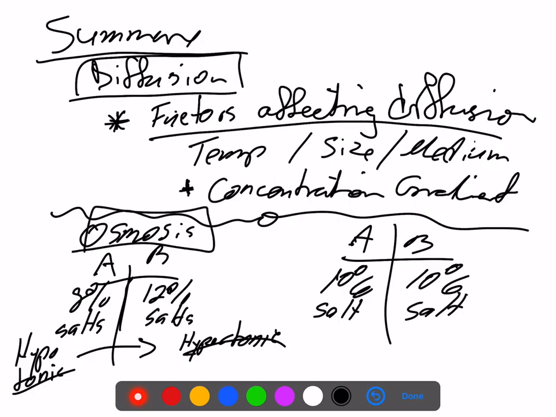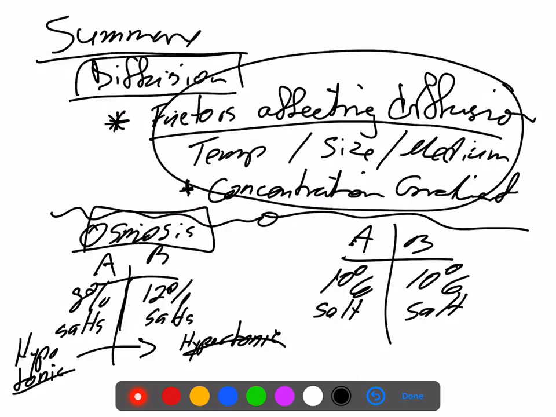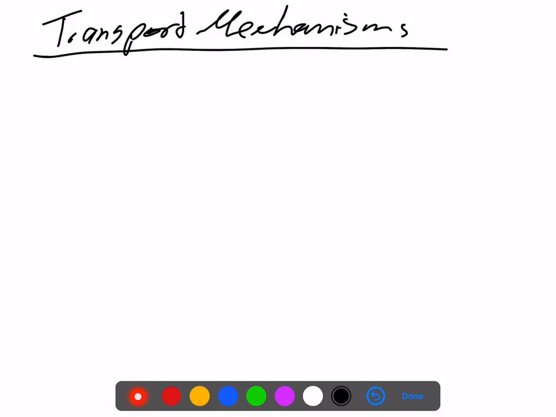All right? So I need you to know diffusion, osmosis, the factors that affect diffusion, and then I want you to know the terms of tonicity associated with osmosis and be able to determine what side water moves to if given two different compartments. And then we can focus on transport mechanisms. So let's do a quick outline of what we've just covered here.